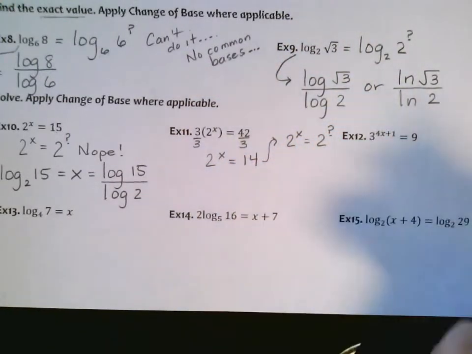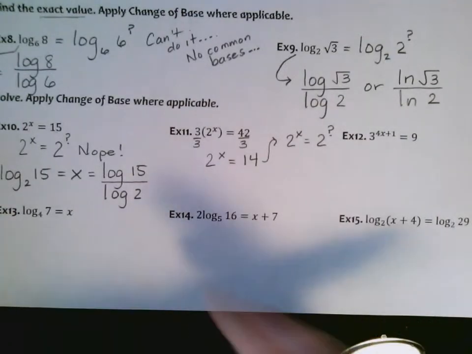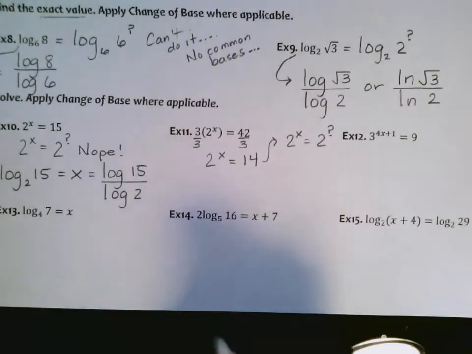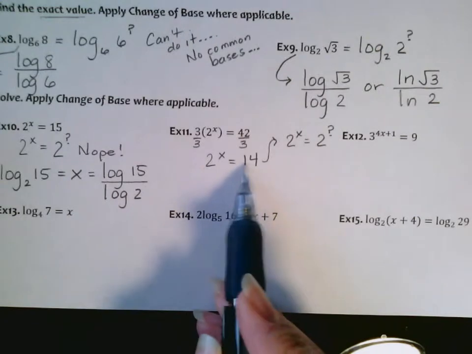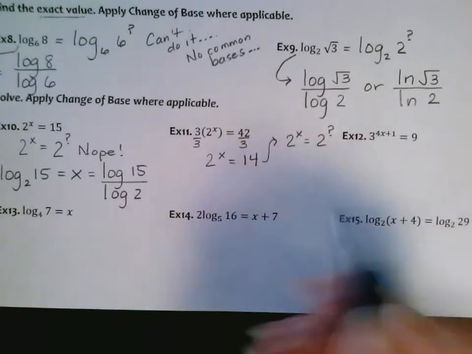Well, let's see. 2 times 1 is 2, 2 times 2 is 4, 2 times 3 is 8. 2 to the third power is 8, 2 to the fourth power is 16. It passes it. We don't have anything raised to the power 2 to give me 14. So again, change of base.